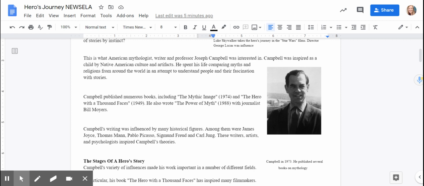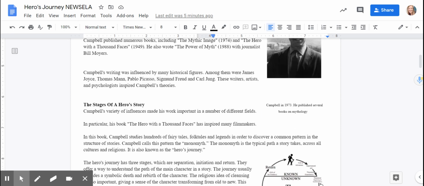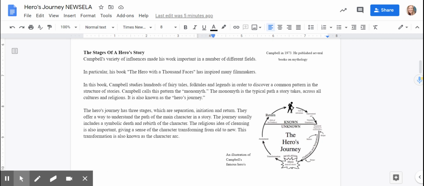Campbell's writing was influenced by many historical figures. Among them were James Joyce, Thomas Mann, Pablo Picasso, Sigmund Freud, and Carl Jung. These writers, artists, and psychologists inspired Campbell's theories. The stage of a hero's story. Campbell's variety of influences made his work important in a number of different fields. In particular, his book, The Hero with a Thousand Faces, has inspired many filmmakers.